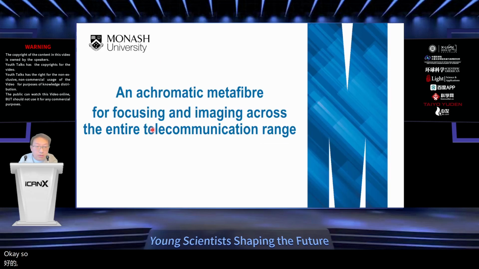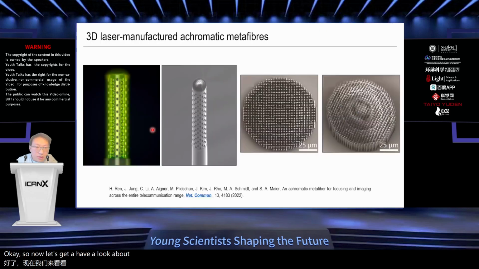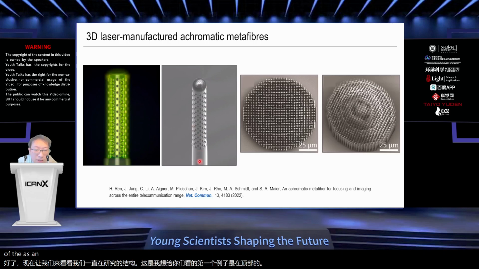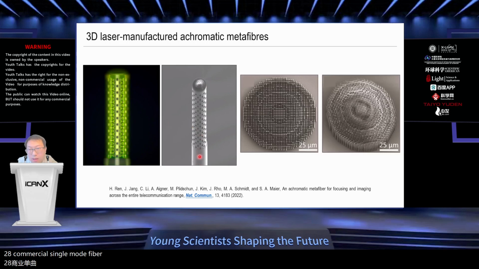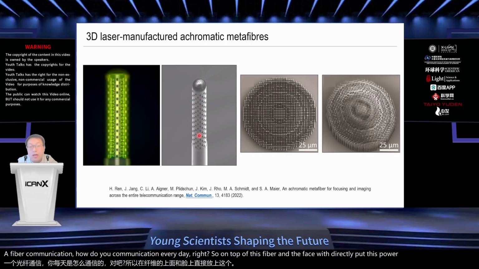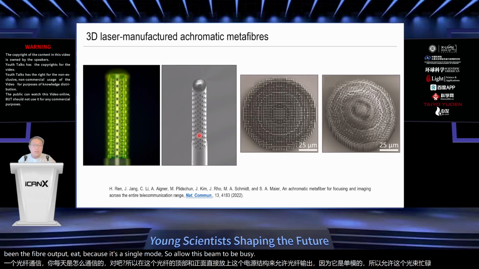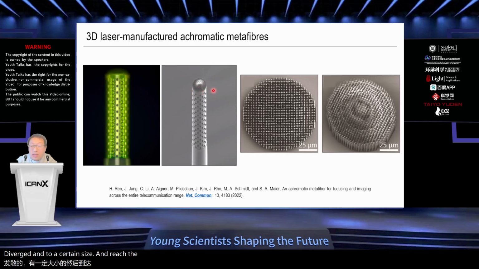Okay, so now let's have a look at the structures that we have been working on. This is the first example that I would like to show you. It is on top of the SMF-28 commercial single mode fiber that we use for fiber telecommunication every day, right? On top of this fiber end face, we directly put this tower structure to allow the fiber output, because it's single mode, to diverge to a certain size and reach the metasurface where we put the achromatic metalens on top, right?